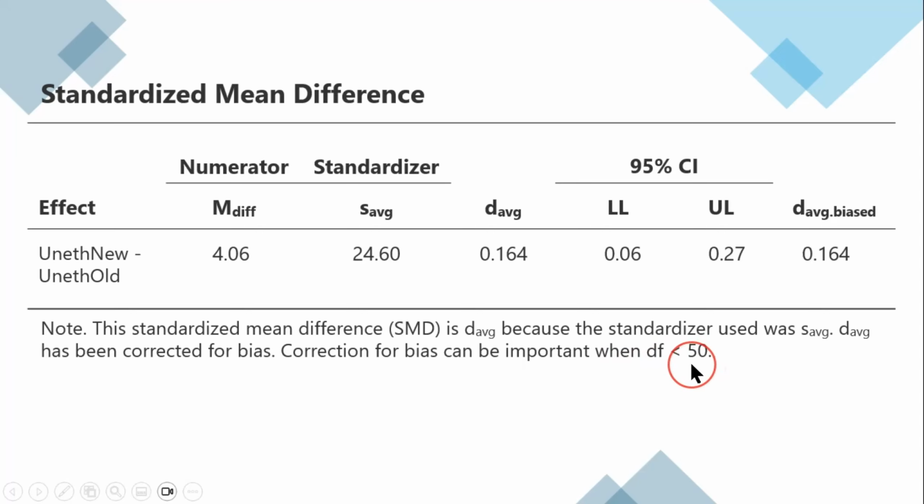At 50, there still isn't much of a difference. You really need to be down around 20 is when you're going to start noticing that the correction is going to make a difference here. 50 is still, the difference is pretty minor at that point, but they're calling it 50, so we'll go with that. So there's our D for our difference between new and old, and it's a relatively small effect.